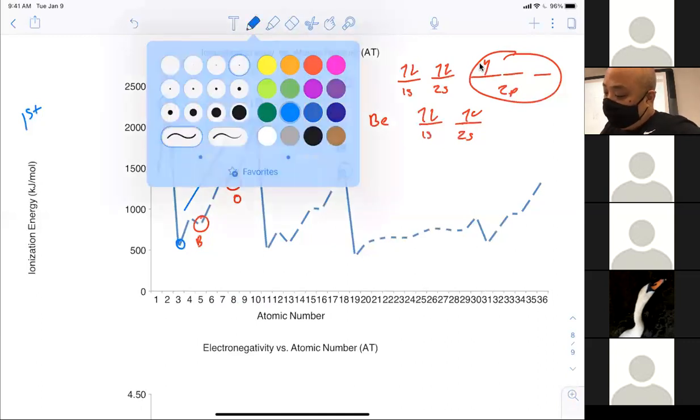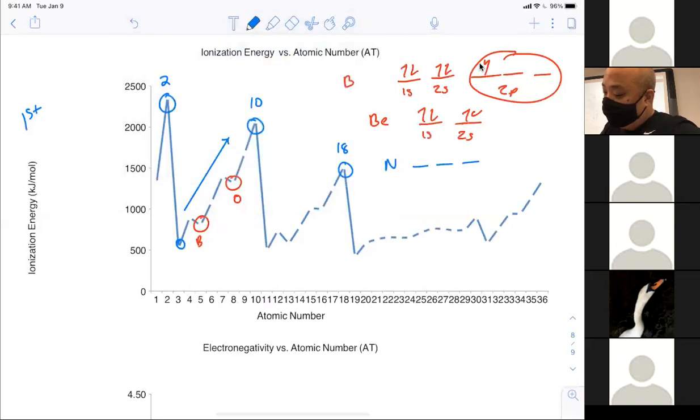Oxygen, same idea. Nitrogen, 1s2, 2s2, 2p3, versus oxygen, 1s2, 2s2.